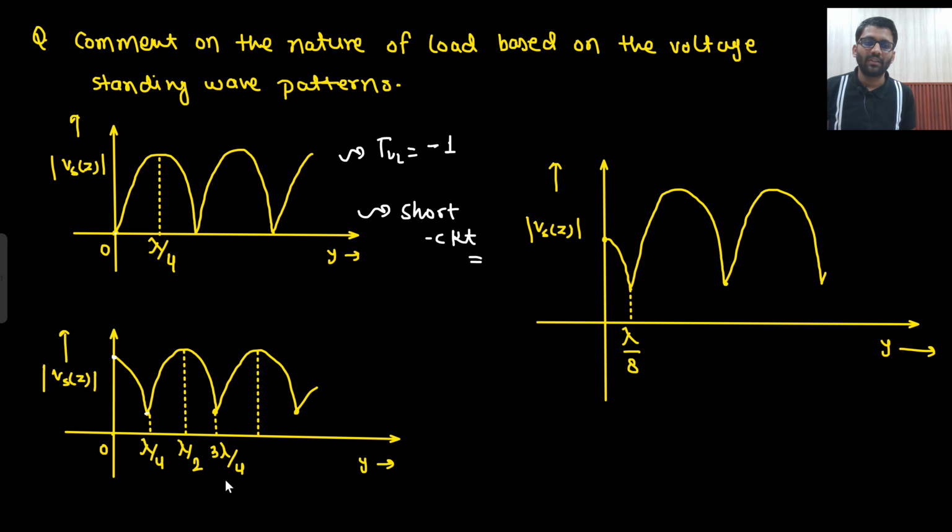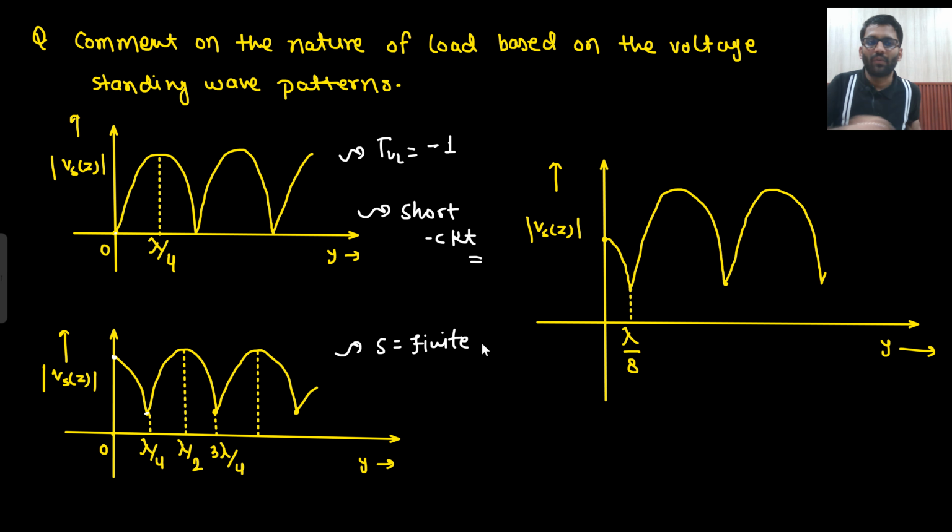So what are the options? Short circuit, open circuit or resistive. If it was short circuit or open circuit, then gamma VL would have been equal to 1 and the standing wave ratio would have been equal to infinity. But here the standing wave ratio is finite. So short circuit and open circuit cannot be there.